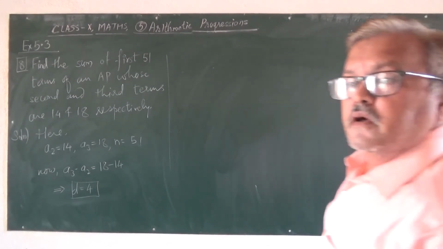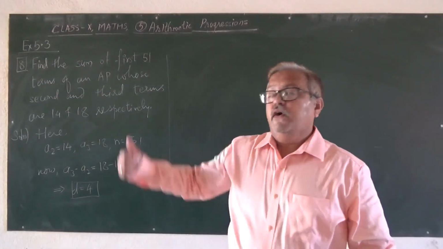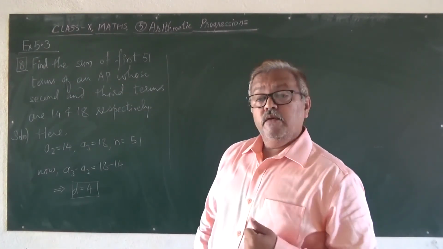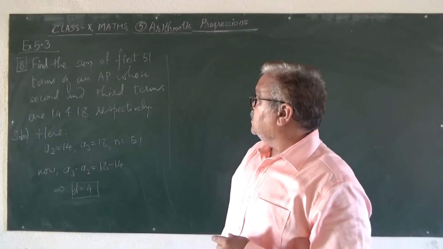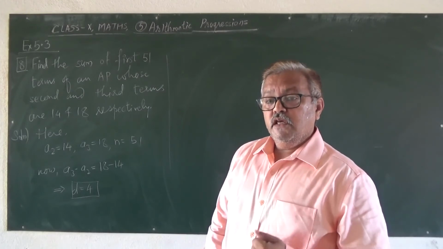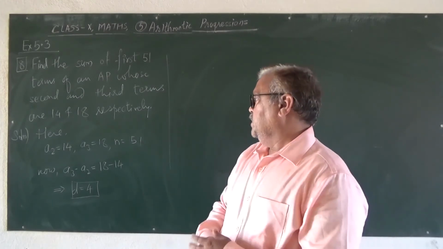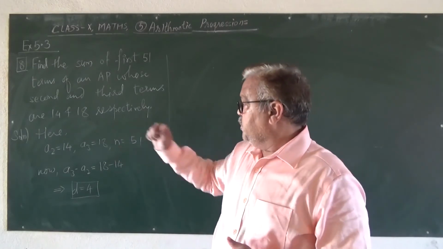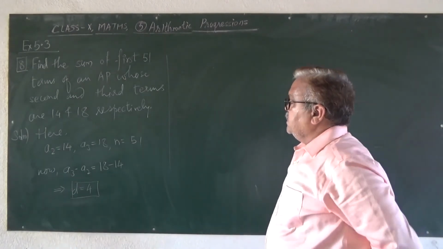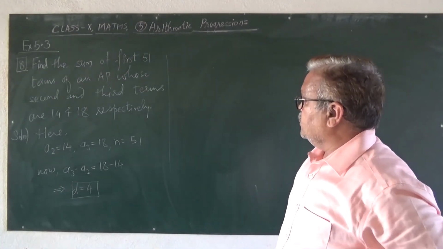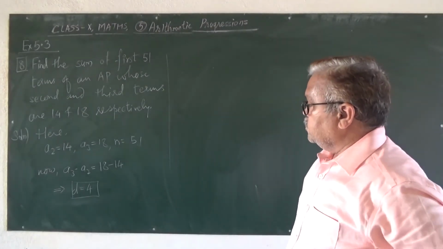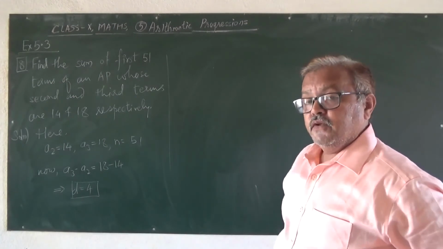Let us see question number 8 of 5.3. You have to find the sum of the first 51 terms of an AP, and it is given that the second and third terms are 14 and 18 respectively. So the first term, that is A, is not given. From the data given it is an AP. So A2 is 14, A3 is 18, and the total number of terms is 51, because we want to find the sum of the first 51 terms. Now A3 minus A2, 18 minus 14, is the common difference, that is D is 4.